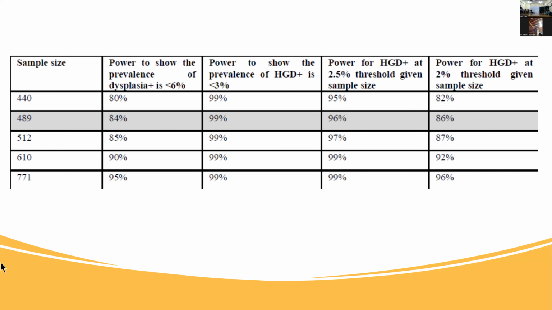They've also given us the other calculations for different power levels, what would be the appropriate sample size. So for a prevalence of any dysplasia, low-grade or high-grade, less than 6%, they would require a sample size of 440 for a power of 80%. If they're looking at only high-grade dysplasia, which has a prevalence of less than 3%, then with a power of 99%, again, they would require the same sample size. Finally, they've taken the second column, which is a sample size of 489, which with a power of 84% should detect a prevalence of less than 6% dysplasia.